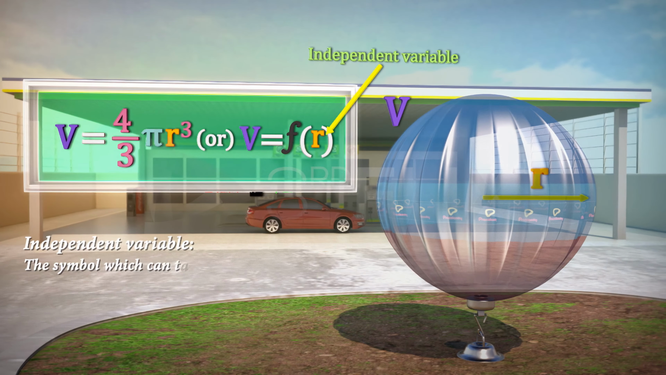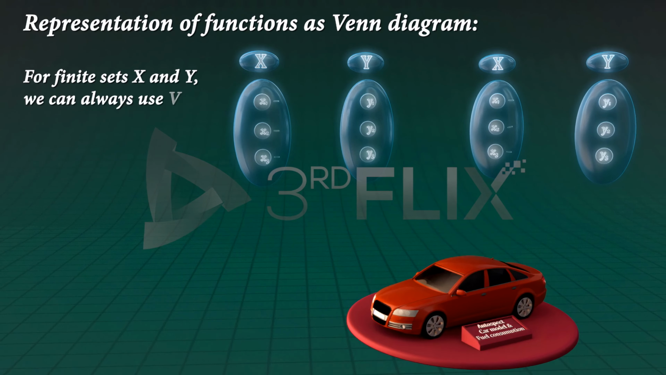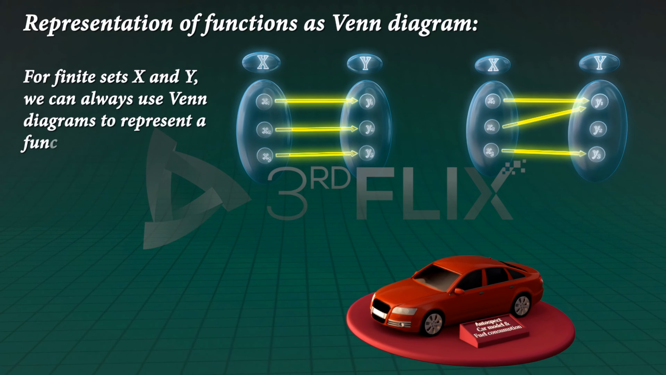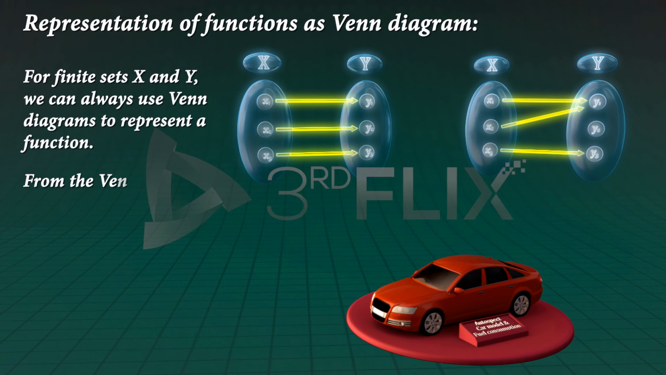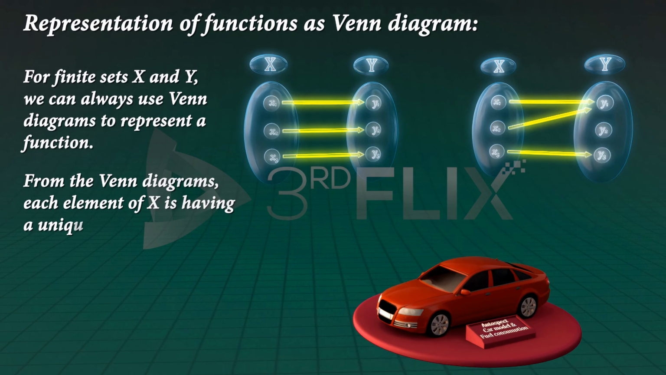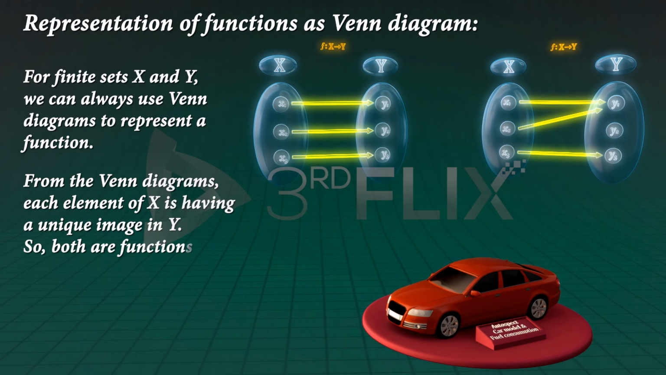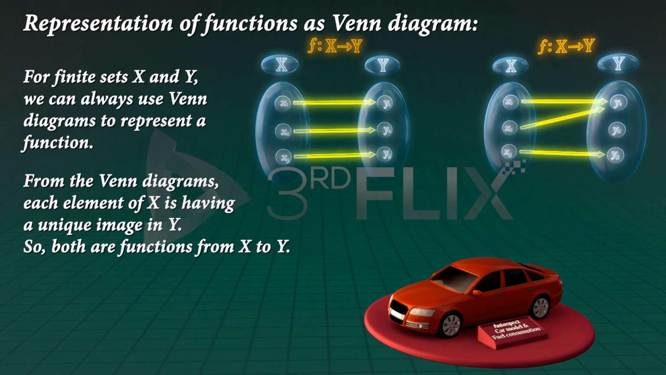Representation of functions as Venn diagrams. For finite sets X and Y, we can always use Venn diagrams to represent a function. From the Venn diagrams, each element of X has a unique image in Y. So, both are functions from X to Y.